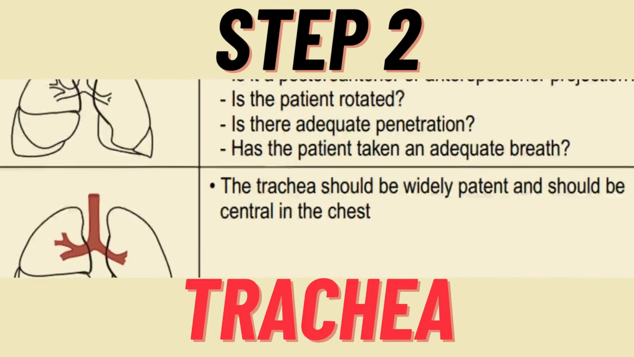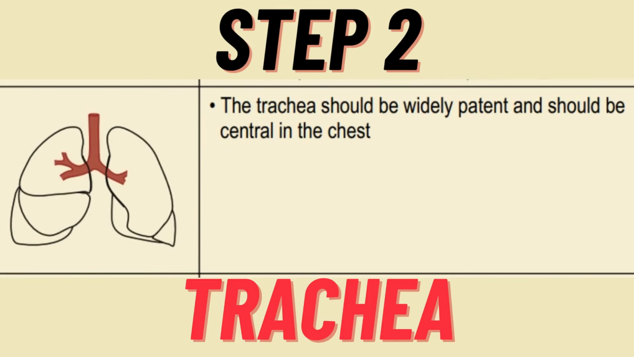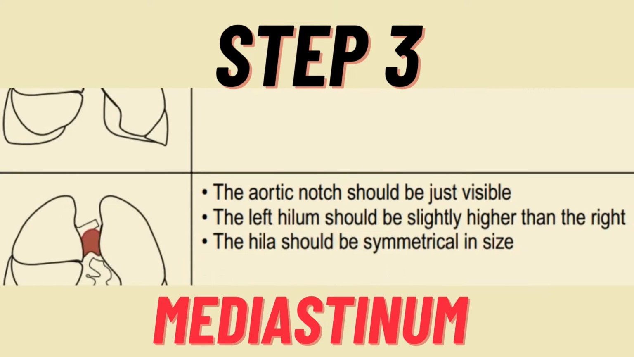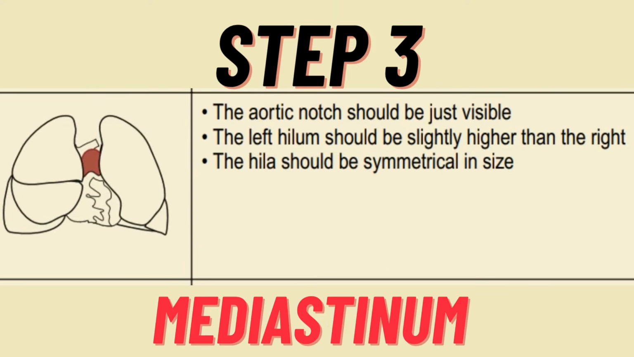Now step number 2. In step number 2 we have to look at the trachea. The trachea should be widely patent and should be central in the chest. Step number 3, we have to look at the mediastinum. In the mediastinum, the aortic notch should be just visible, the left hilum should be slightly higher than the right, and the hila should be symmetrical in size.